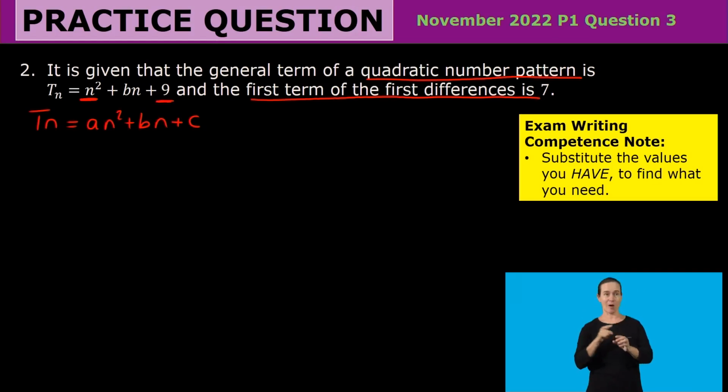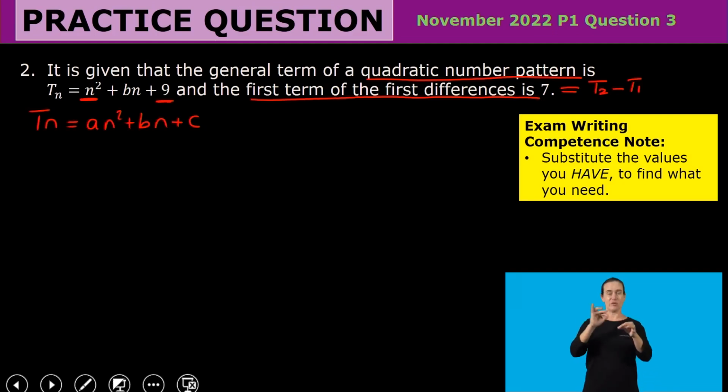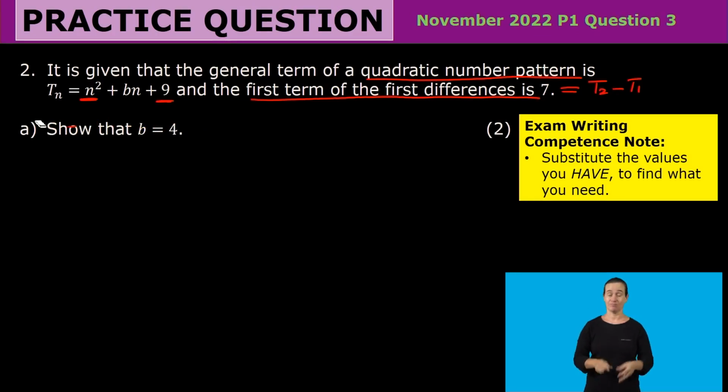And we are also told that the first term of the first differences is 7. That means that 7 equals t2 minus t1. That is the first term of the first differences, and that's the value that we get when we say t2 minus t1. So our question there then says to us, show that b equals 4. We are going to use this information to show that b equals 4 because, as we can see, b is the only value that was not given to us.